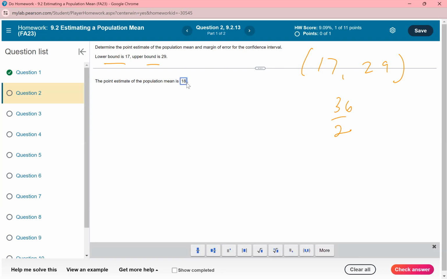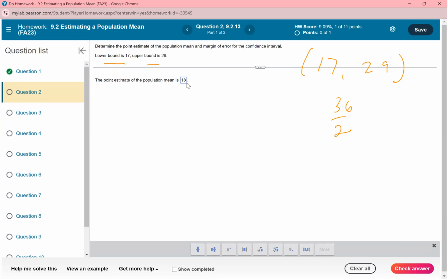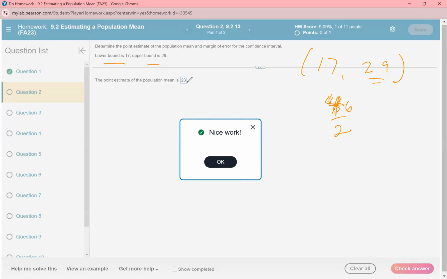Did I add them wrong? Yes, I did. 17 plus 29 is 46. Sorry about that, y'all. I typed 19 there instead. 46 divided by 2 is going to be 23. Should have done it in my head instead of on the calculator.